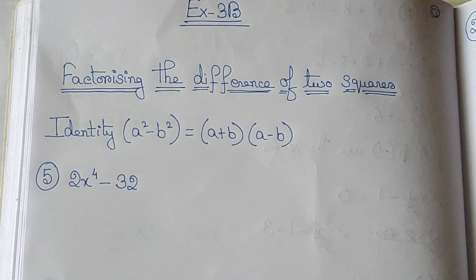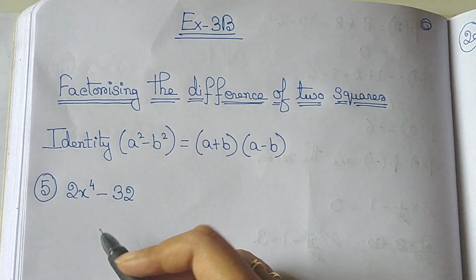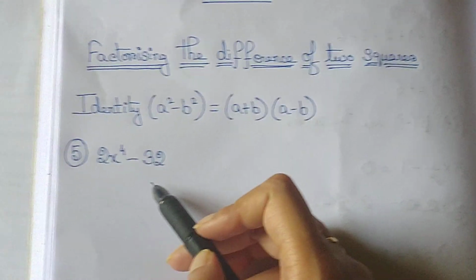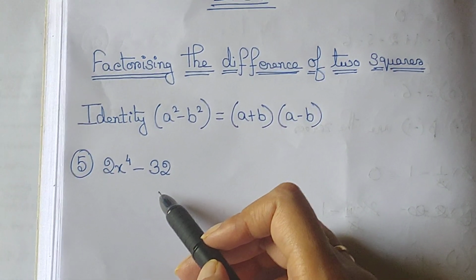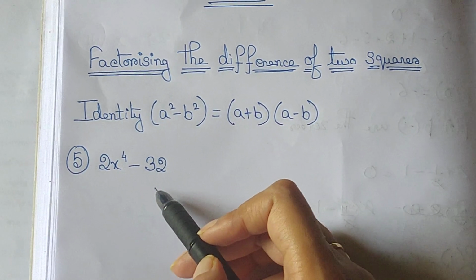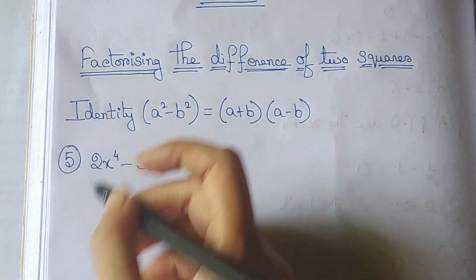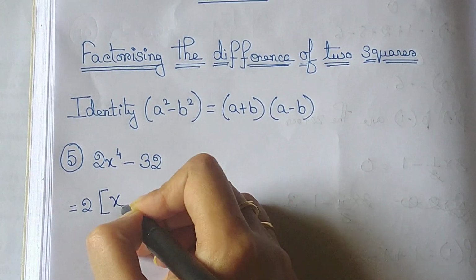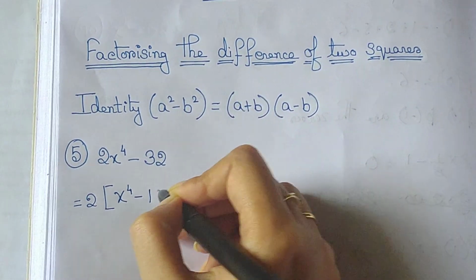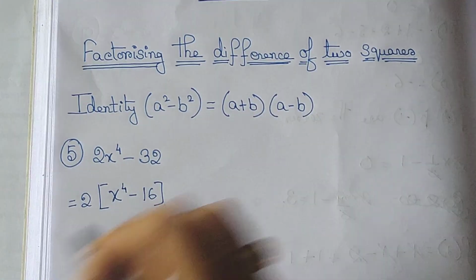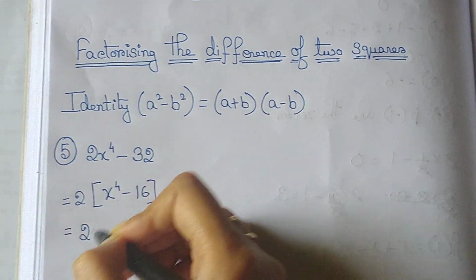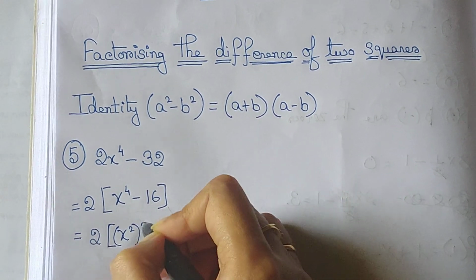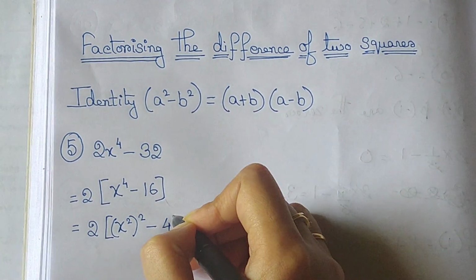As I have already told, I am going to focus on a square minus b square, but over here I can see a square minus b square form is not given. So I need to take out the common factor so that it can be reduced to a square minus b square form. I will take 2 common. So I will be getting x to the power 4 minus 16, because 2 I have taken common. Now 2 will remain as it is. x to the power 4 can be written as x square whole square minus 4 square.